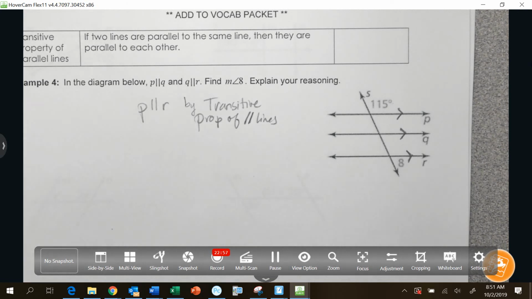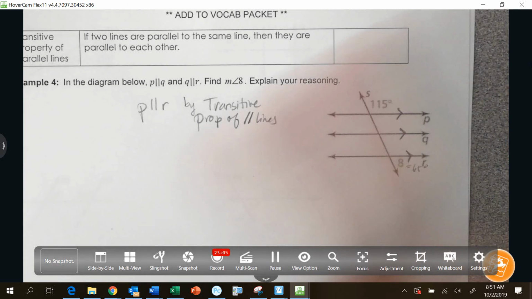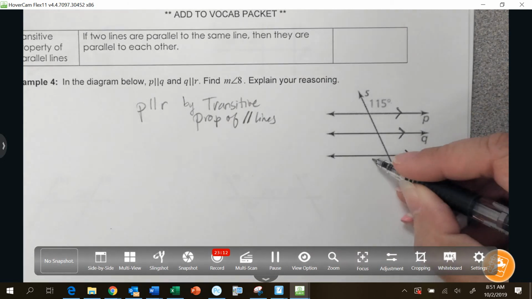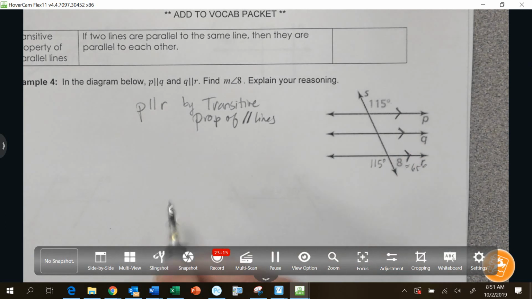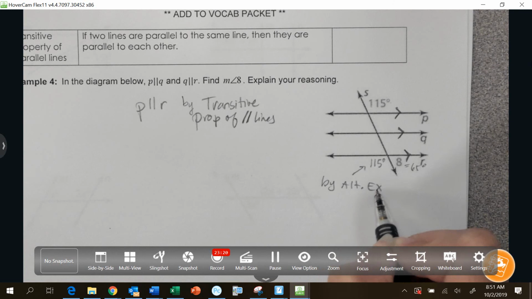65. Well, that's the answer. How can I get there? You're totally right. It is 65. But how can I get there? Alternate exterior would tell me 115. That would take me all the way down here and put 115, right? That's alternate exterior. So this angle here by alternate exterior angles.